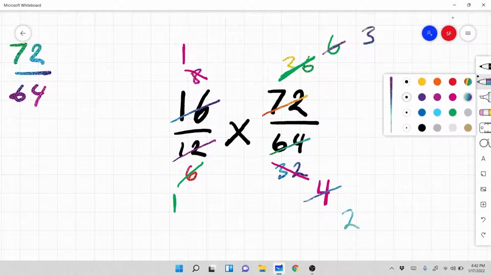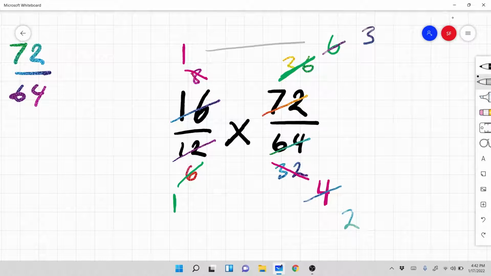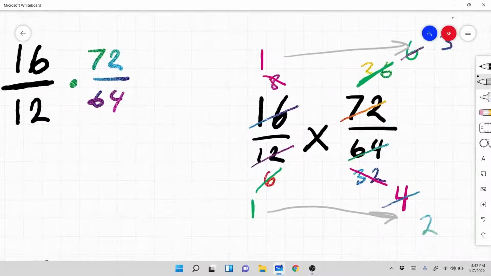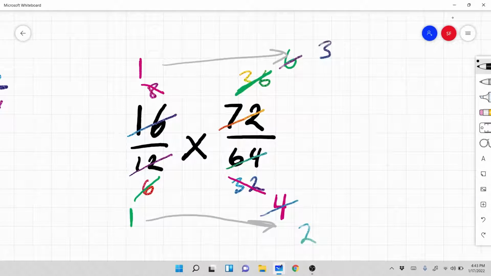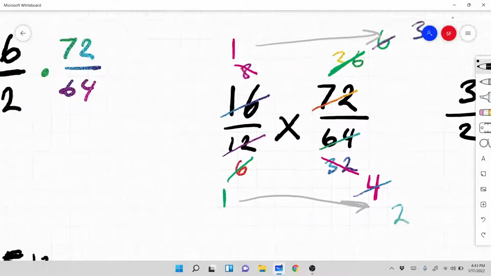So once we're at the end, we multiply straight across, right? So we multiply this way and we multiply this way. 1 times 3 is, let's see, I'm going to write it over here and then I'll rewrite it over there. 1 times 3 is 3. 1 times 2 is 2. Okay, so this is 3 halves.